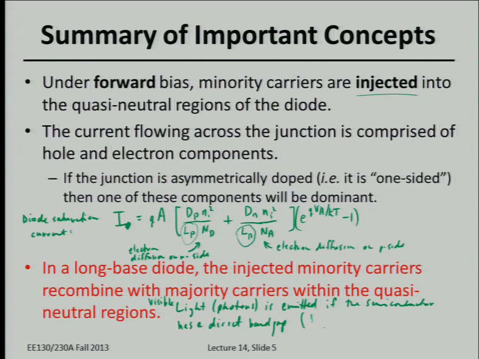So basically, direct band gap semiconductors are generally 3-5 semiconductors. So the light emitting diodes are all made of various alloys or combinations of 3-5 semiconductor materials.